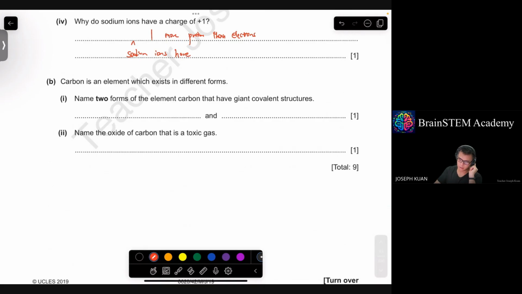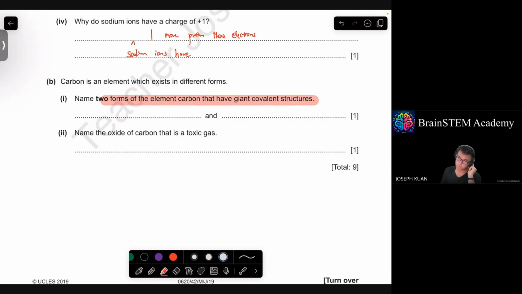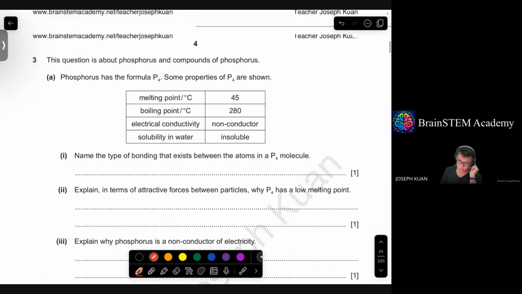Carbon is an element which exists in different forms. Name 2 forms of the element carbon that have giant covalent structures. So carbon is found as a macromolecule, a giant covalent structure, in mainly 2 popular substances, which are diamond and graphite for the IGCSE syllabus. Right, moving on to 2. Name the oxide of carbon that is a toxic gas. That will be carbon monoxide. Right, moving on to the next question.